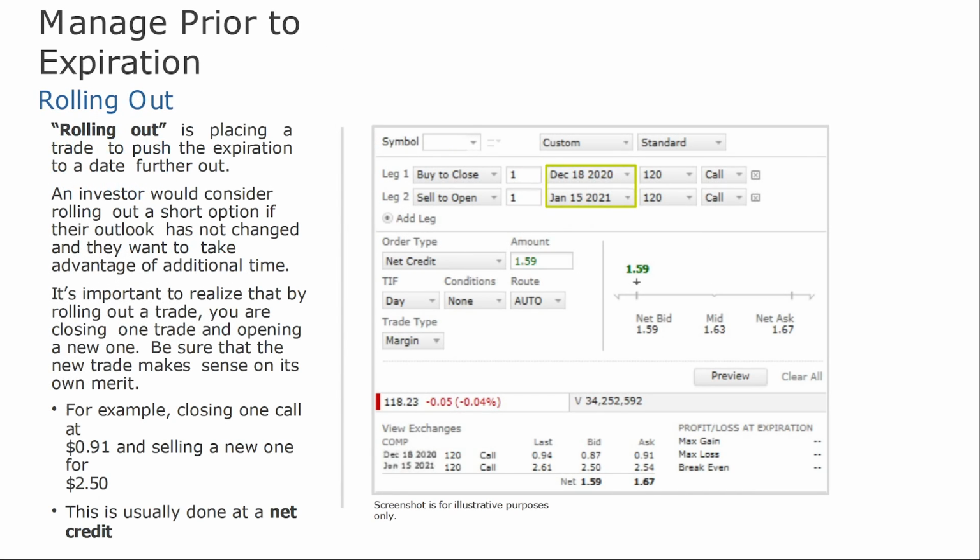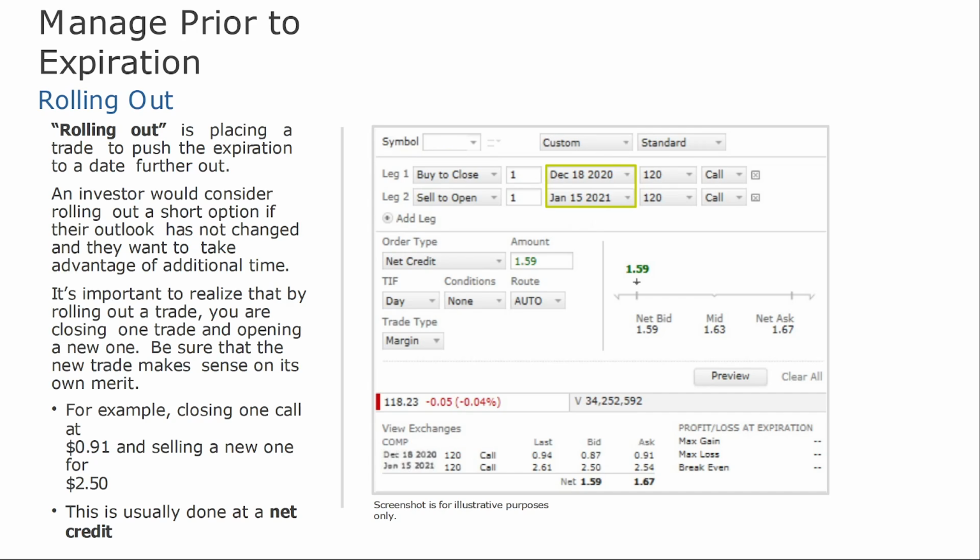So you can see in this example, we would sell first. We would close the call at 91 cents and sell a new one for $2.5. So in this case, we would have a net credit. So yeah, rolling out is placing the trade to push the expiration to a further date. You can see that we moved in this case from 18 December 2020 to 15 January 2021 by doing this.